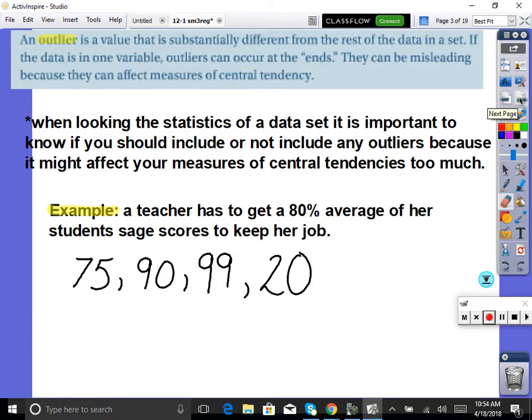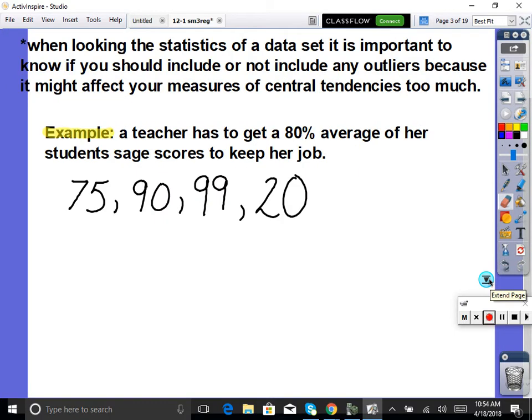Another word is the word outlier. So an outlier is a value that is substantially larger or smaller than the rest of the data set. Now, here's why it's important to understand how outliers work and what happens. An outlier can really skew your data. Now, everybody look at these scores. I'm going to give you an example here. So an outlier is substantially larger or smaller than the rest of the data.